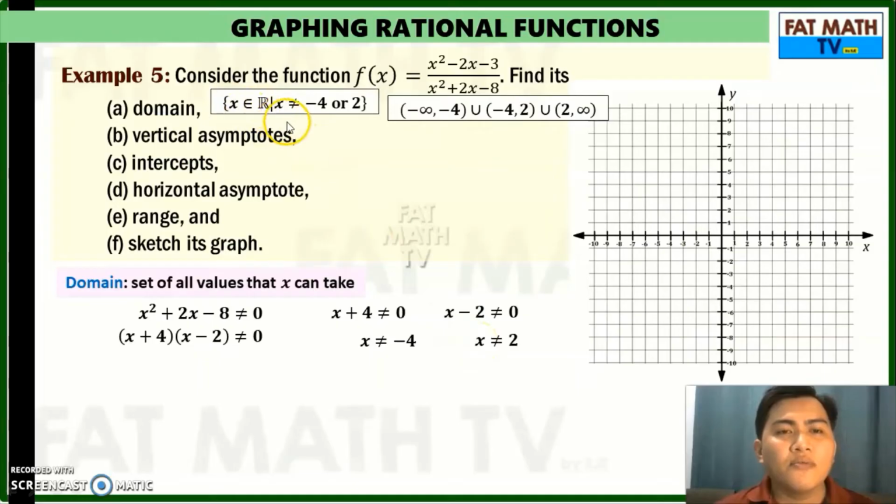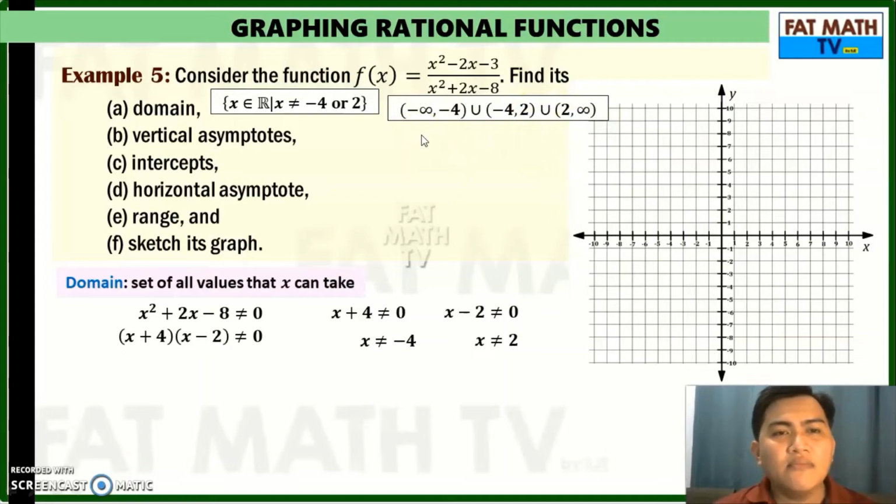So the set of all real numbers except negative 4 and 2. Okay, so in interval notation, you have to write it this way. Negative infinity to negative 4, union negative 4 to 2, union 2 to positive infinity.